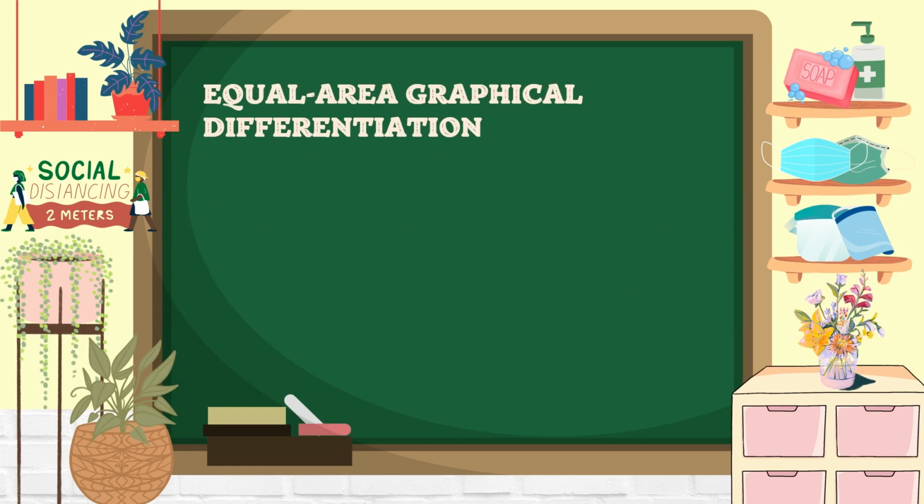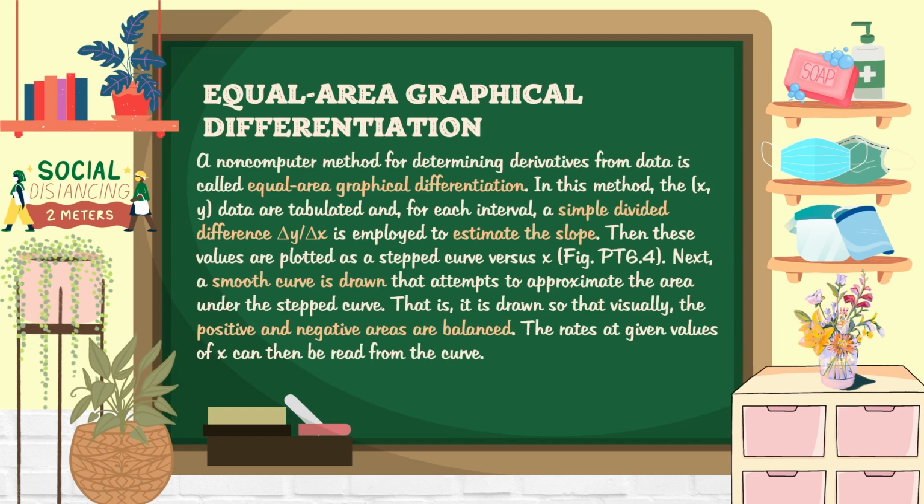Equal area graphical differentiation. A non-computer method for determining derivatives from data is called equal area graphical differentiation. In this method, the x and y data are tabulated, and for each interval, a simple divided difference of delta y over delta x is employed to estimate the slope. Then these values are plotted as a stepped curve versus x as shown in figure PT 6.4. Next, a smooth curve is drawn that attempts to approximate the area under the stepped curve. That is, it is drawn so that visually the positive and negative areas are balanced. The rates at given values of x can then be read from the curve.